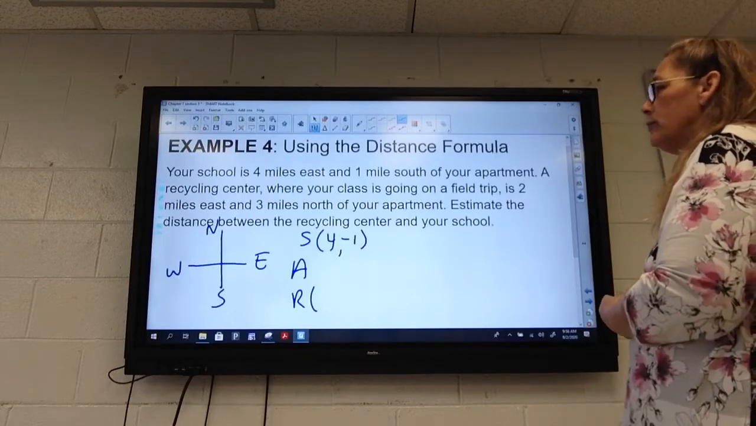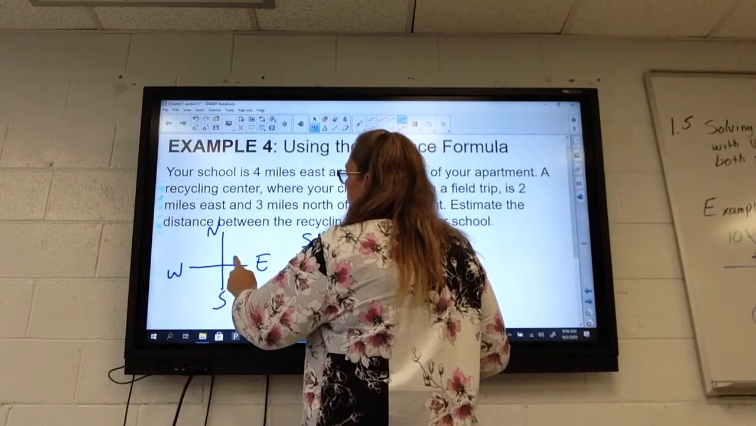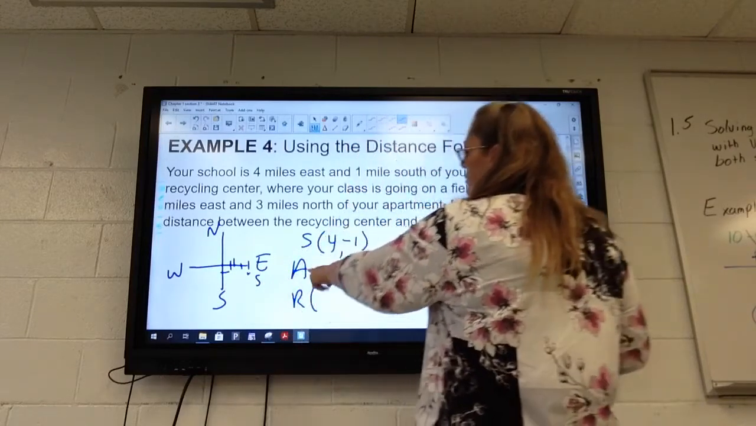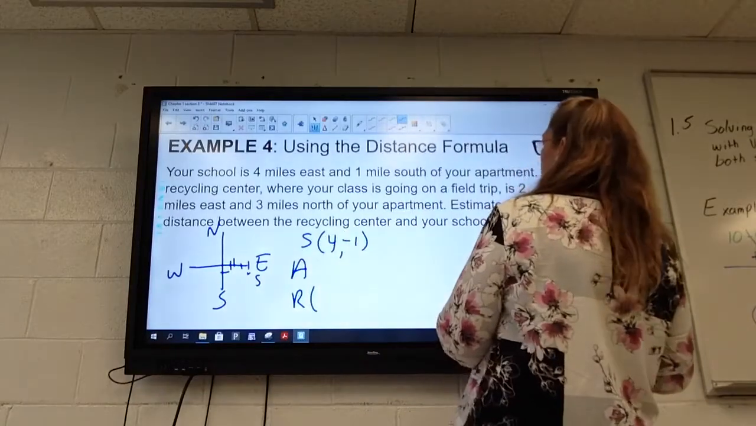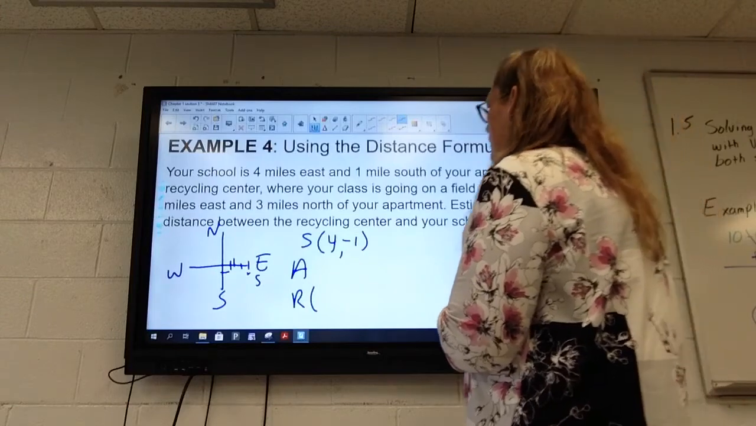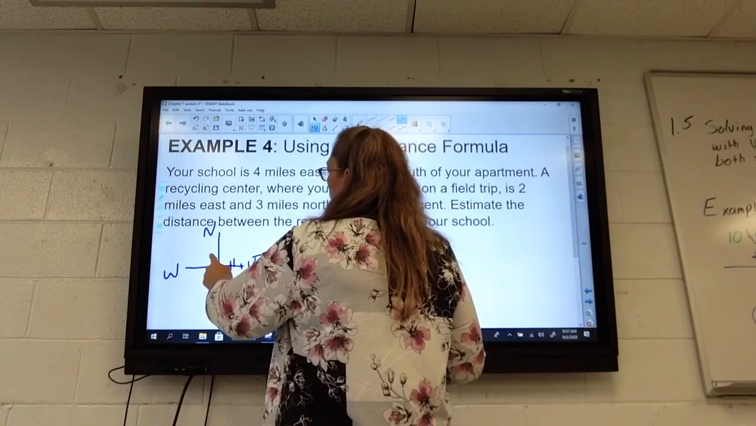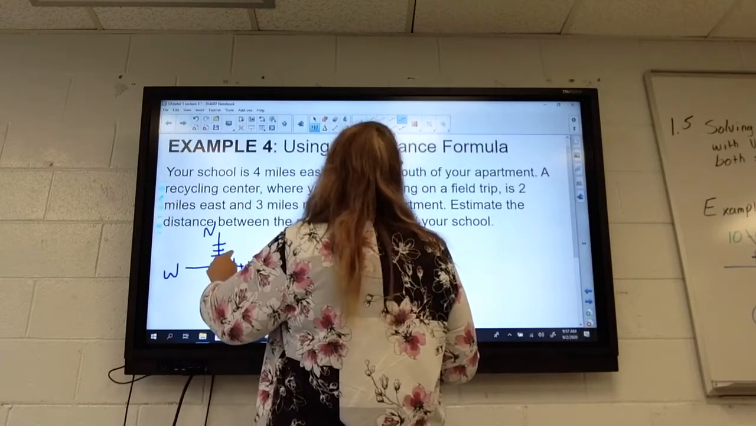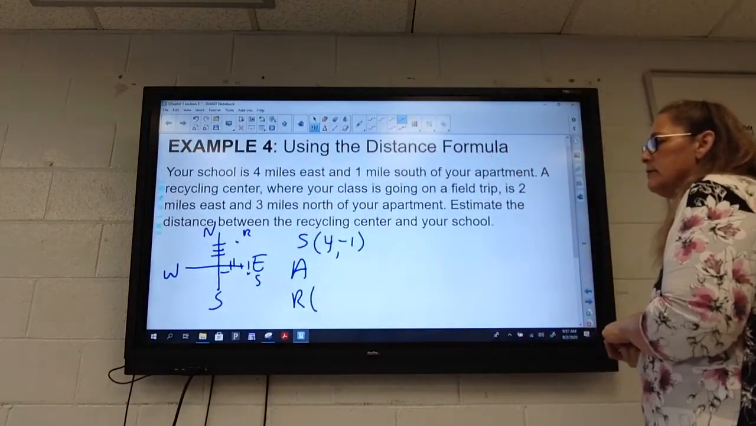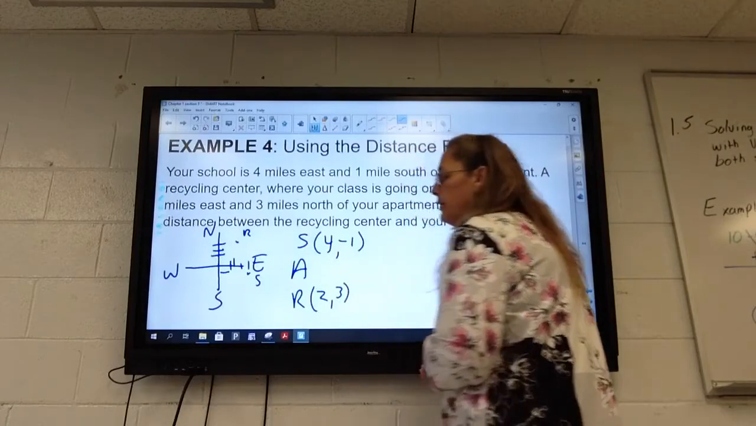Okay, we're going to have to graph some points. So your school is 4 miles east, 1, 2, 3, 4, and 1 mile south. There's the school. There's your apartment. Your apartment is home. And the recycling center is 2 miles east and 3 miles north of your apartment. So 2 miles east and 3 miles north. 2 miles, 3. There's the recycling center. How far is it between those points? So that is 2, 3. That is your x and y.